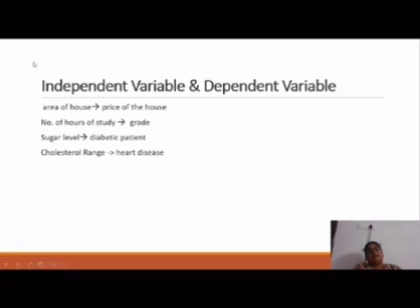How, ma'am? Price will go high or low. Okay, that depends on the area of the house. So price is an independent variable and area of a house is dependent, right? Am I clear? Yes, ma'am. Okay, ma'am. I got it, ma'am.